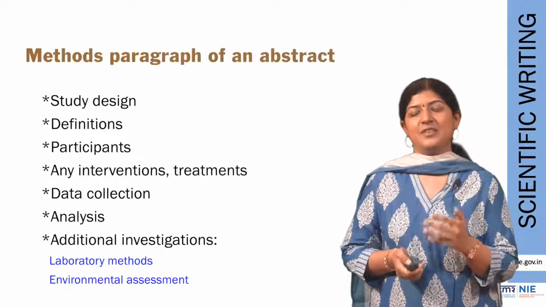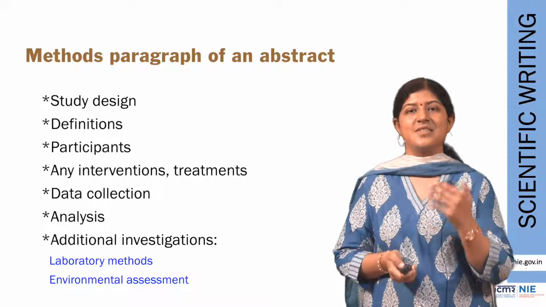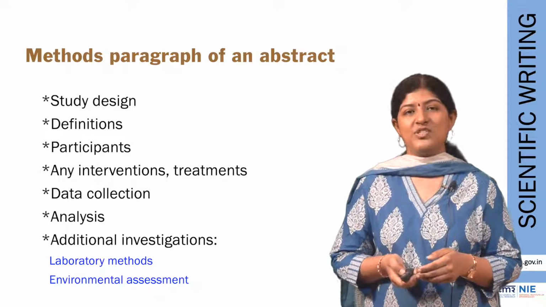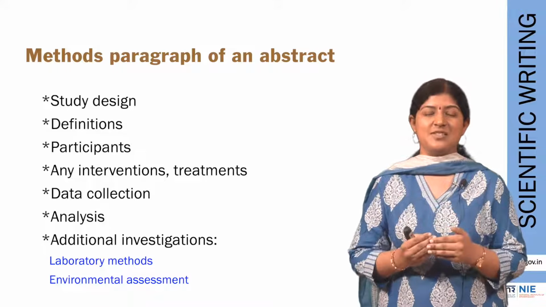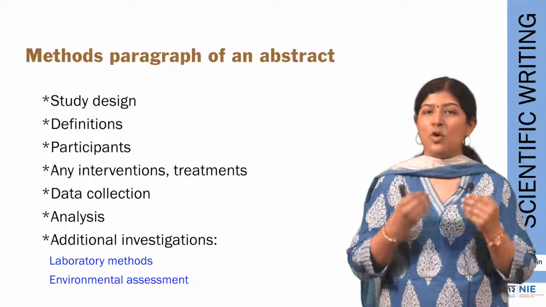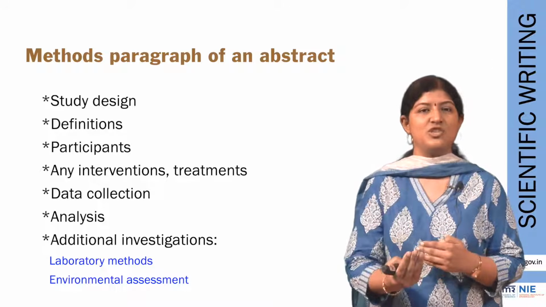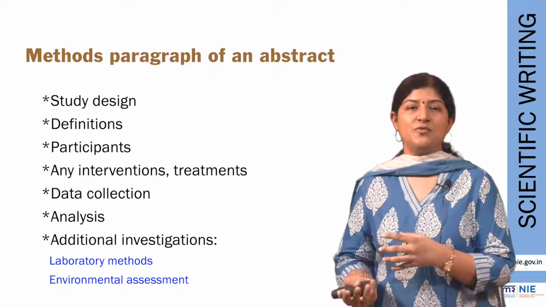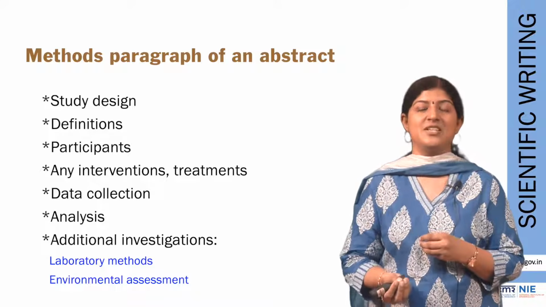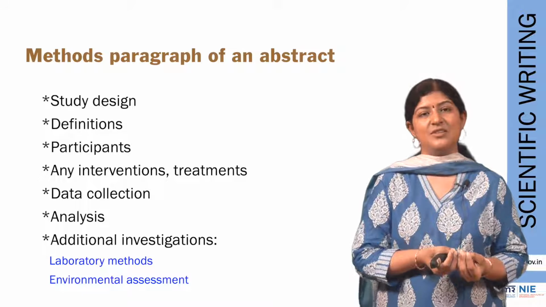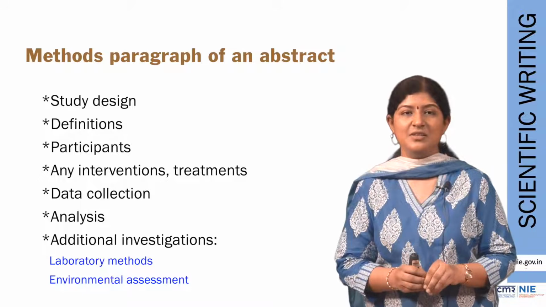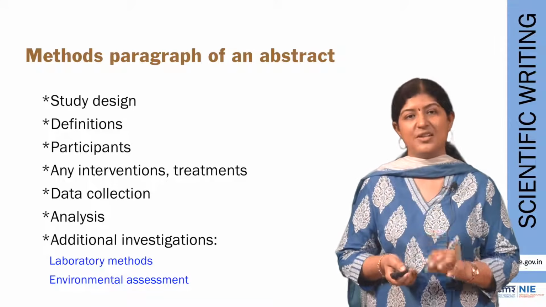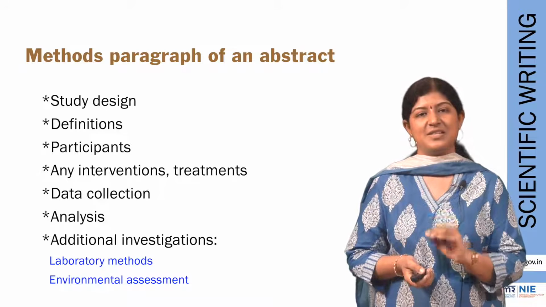The methods paragraph in the abstract actually should mirror the same format of the methods paragraph that you write in your detailed manuscript. By which I mean that the methods paragraph in your abstract should also elaborate what was the study design that was used to address the research question, what was the case definition that the authors had used, who were the participants of your research, what were the details of the interventions or the comparators that were given, how did the data collection happen, what type of analysis was done, and whether there was any additional pertinent information related to the method section like environmental assessment, etc.